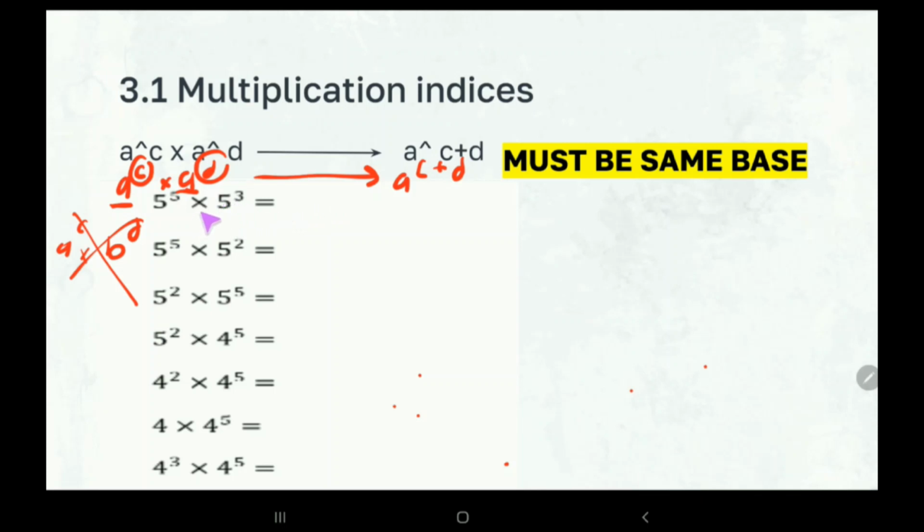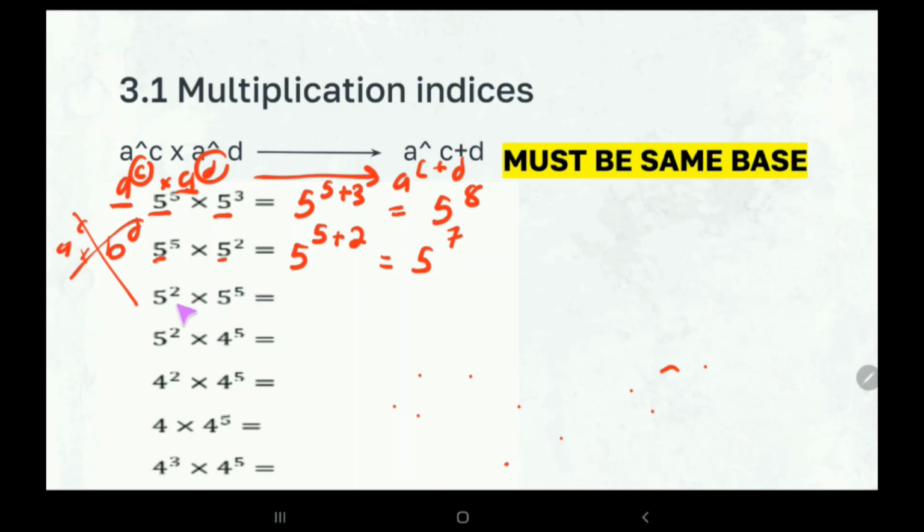So 5 to the power of 5 times 5 to the power of 3, which is 5 to the power of 5 plus 3. Since we have the same base, it will be 5 to the power of 8. Next one, 5 to the power of 5 times 5 squared. Same again, we have the same base, so it will be 5 to the power of 5 plus 2, so it will be 5 to the power of 7.